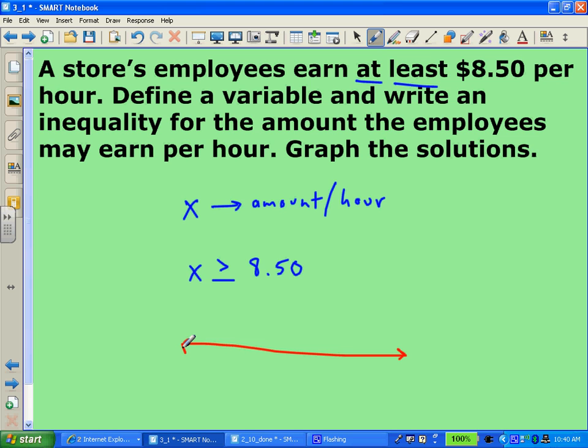So then I draw myself a number line. I put 8.50 on it in the middle. Put my other numbers on here. Open or closed circle, it's greater than or equal to, so that means it's closed. Let's use a different color. And greater than, so once again it goes to the right. So I've defined my variable, wrote my inequality, and graphed it.